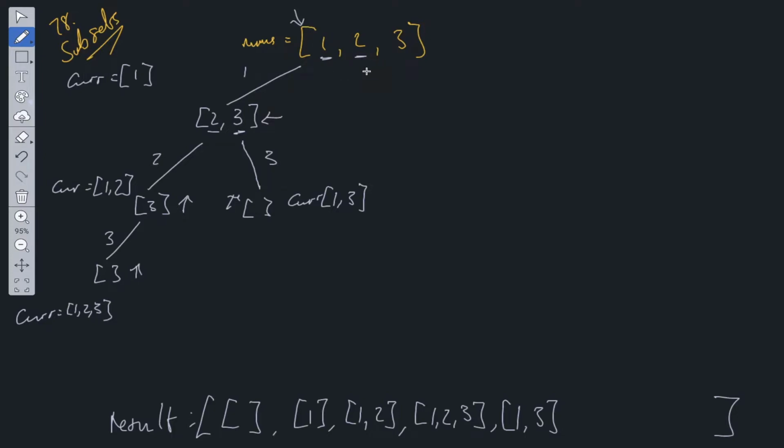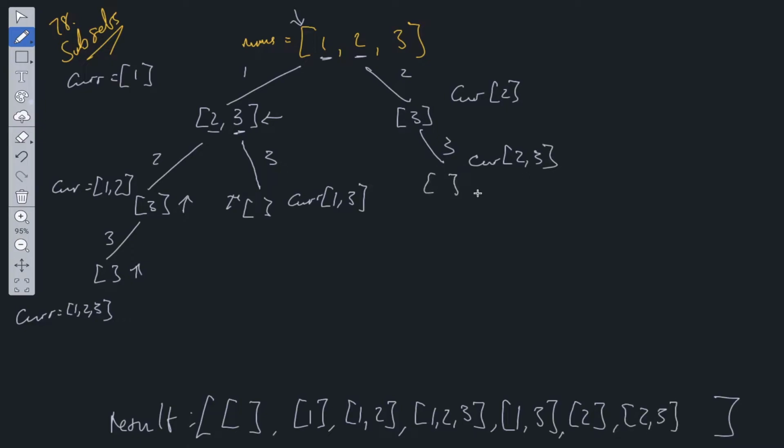So current is now emptied. We take 2. We have 3 left. Current is currently at 2. So we push 2 in here. We are only moving incrementally through this, so we don't include 1 here because that will include duplicates. And then we take 3. So we add that to current, 2 and 3. And then we push that into results, 2 and 3. And then we are at the end of this stage.